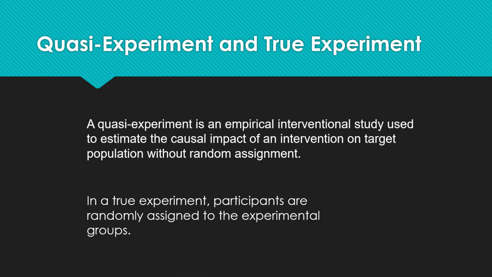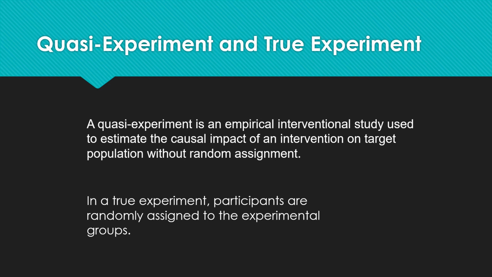Quasi-experiment and true experiment. Let me start by explaining what a quasi-experiment is. A quasi-experiment is an empirical interventional study used to estimate the causal impact of an intervention on a target population without random assignment. So, in this experiment, the participants in a study are not randomly assigned to experimental groups.